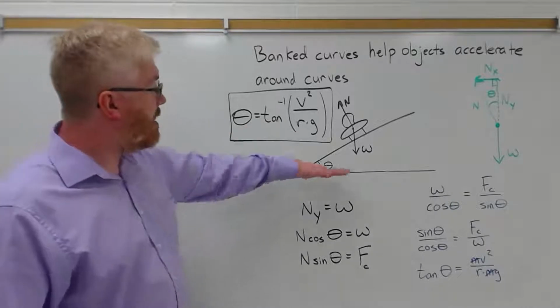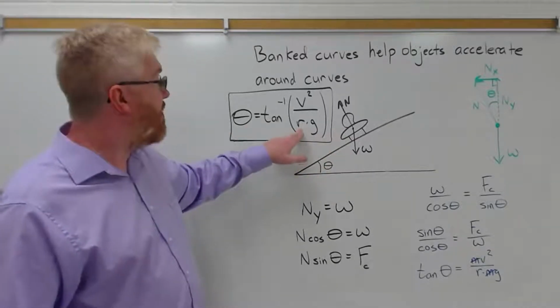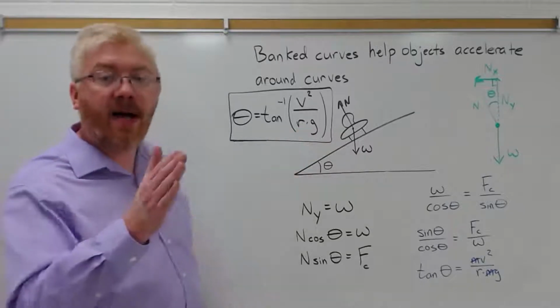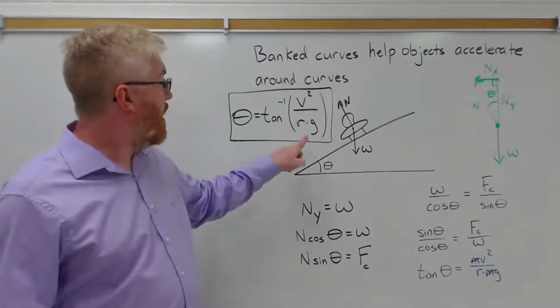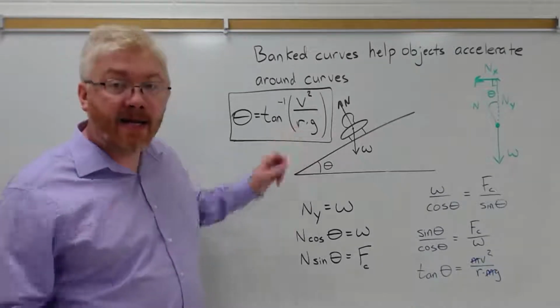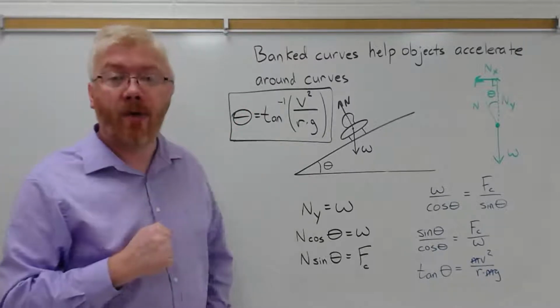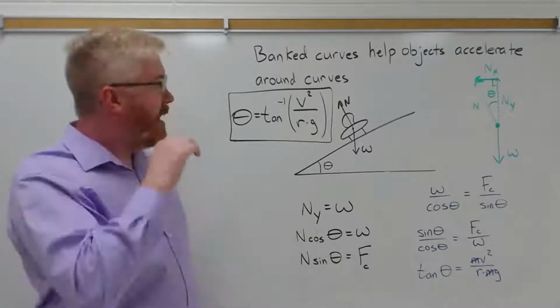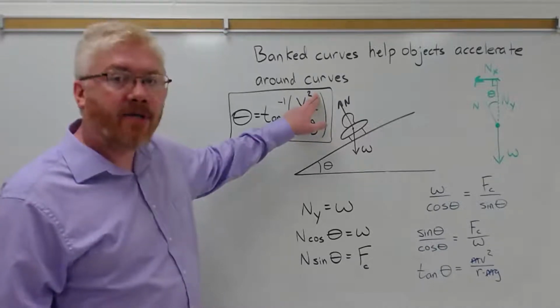This kind of makes sense that the embankment here, the angle depends on how quick the turn is, right? If this is a very, very large radius, it's a gradual curve, theta doesn't need to be very big. If this is a very, very small radius, it's a tight curve, then theta has to be much larger to get you around that corner, that fast corner. And then finally, it depends on the speed. In fact, the speed squared of the object moving.